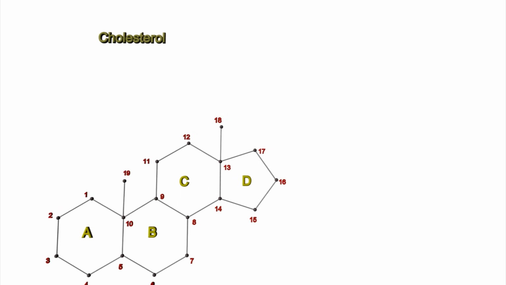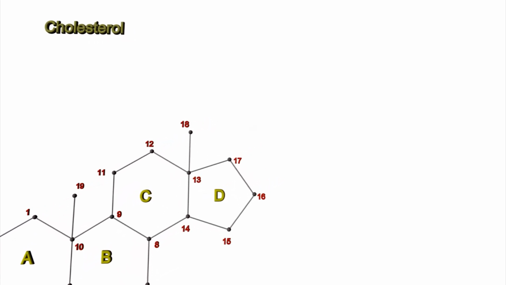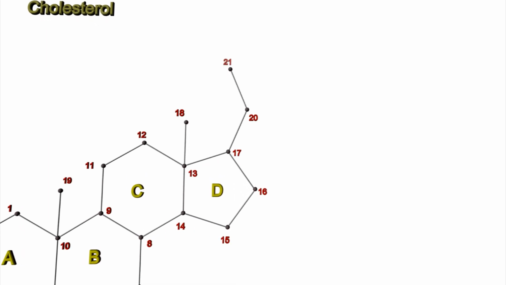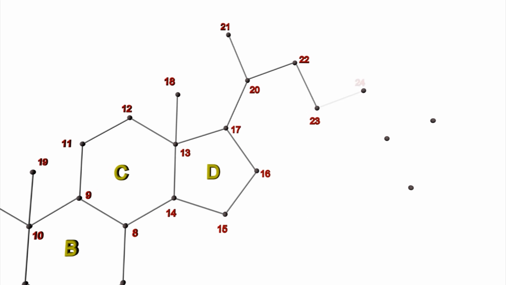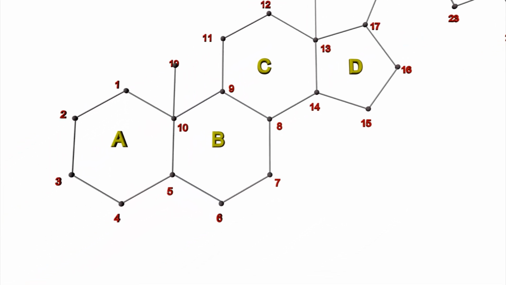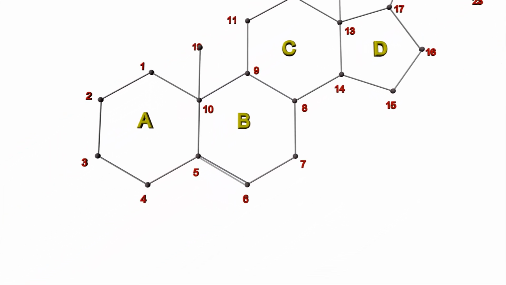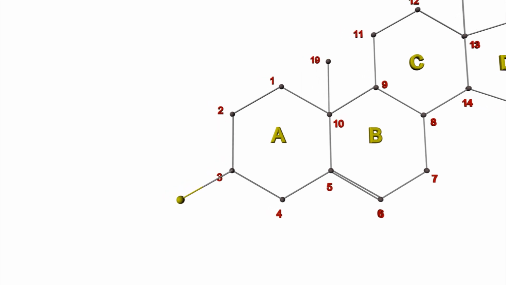All other carbons are attached through carbon 17 and are named 20, 21, 22, 23, 24, 25, 26, and 27. Other features of cholesterol are the presence of a double bond between carbon 5 and 6 and a hydroxyl group attached to carbon 3.